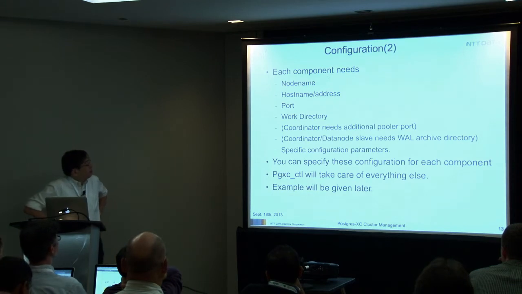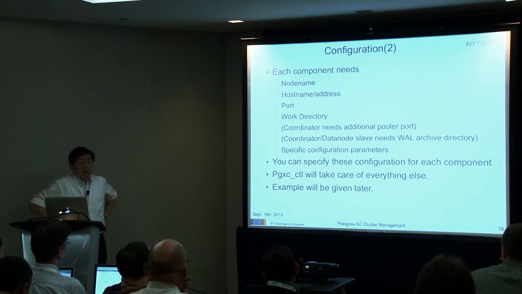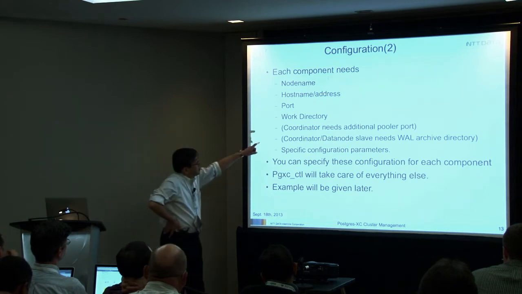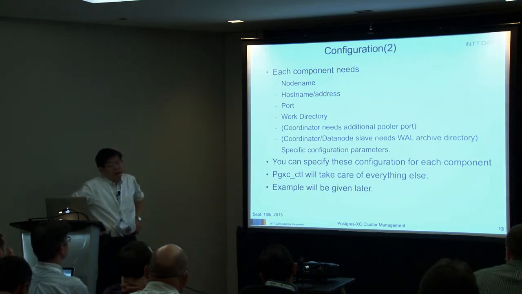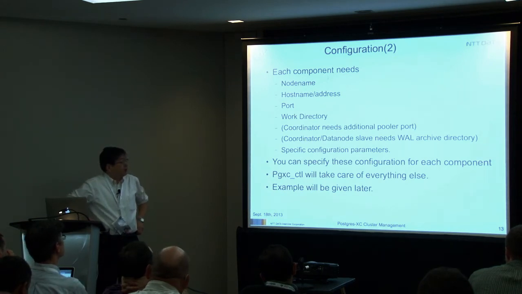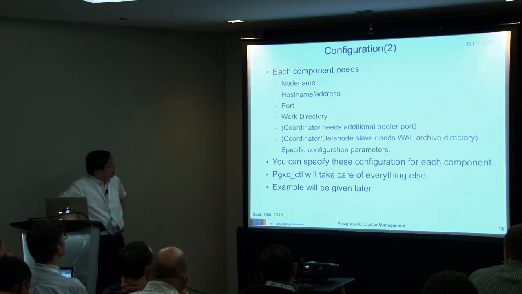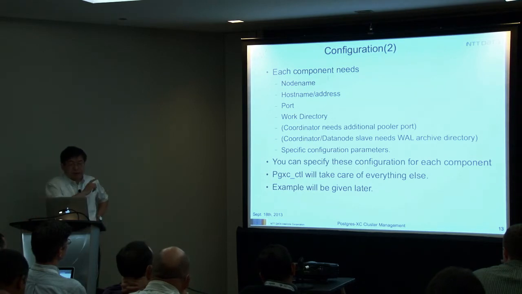In essence, what you should tell it is the name of each node and where it is installed: the host name or IP address, what port it uses, and what work directory you use. The coordinator needs an additional pooler port, and if you are configuring a slave of a coordinator or data node, you need a WAL archive directory. You can also give specific configuration parameters for all coordinators or each coordinator, and all data nodes or each data node. And PGXC control takes care of everything.